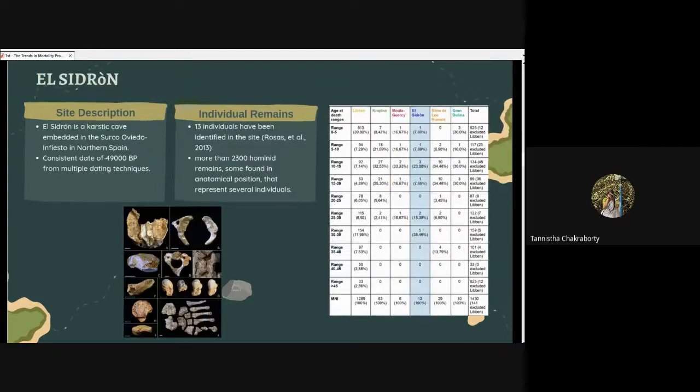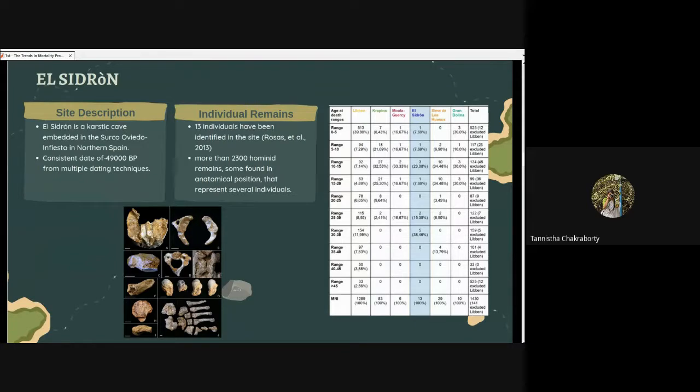Next slide. Thank you. El Cedron is another site that we studied. It's in the karstic caves of northern Spain again. The chronology of this site has been found out to be 49,000 BP. The caves have numerous ramifications and galleries, from which the Galleria del Osario stands out. Incidentally, the first hominin here was discovered in a chance discovery in 1994.